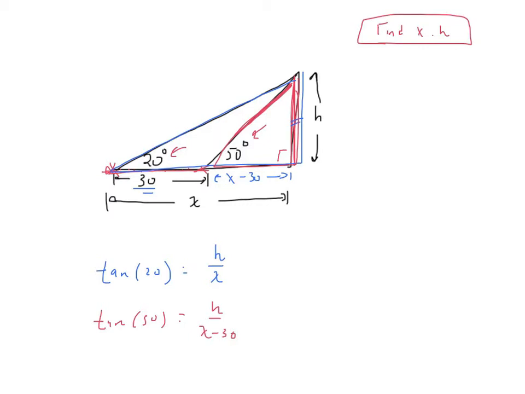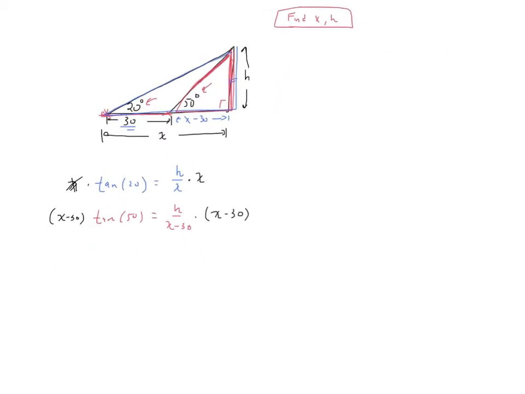All right, well, there's a number of ways of solving this. I think maybe the easiest one for now would be to get these so that there are no fractions. So I'm going to multiply the top equation by x, and the bottom equation by x minus 30. Then we've got an equation where my x's cancel off, the x minus 30's cancel off. So I have x tan 20 equals h from the top equation, and I have h equals x minus 30 tan 50 from the bottom equation.